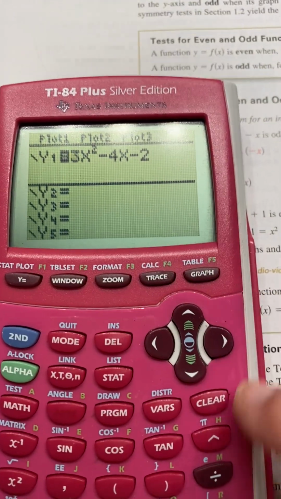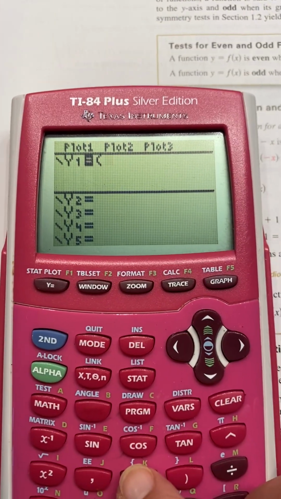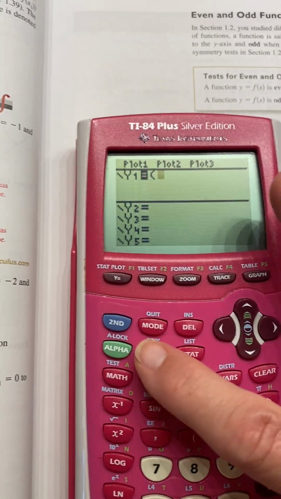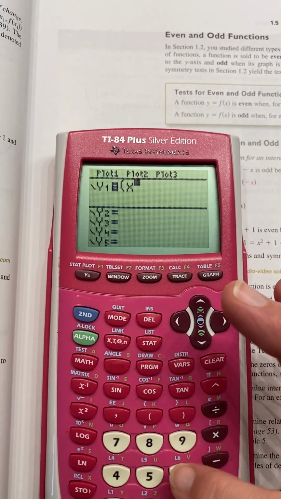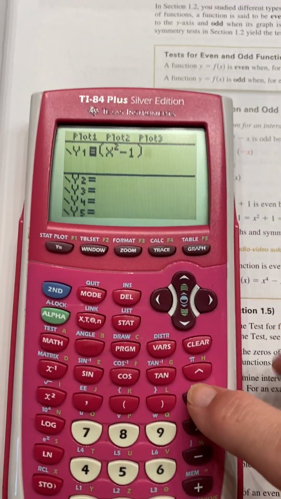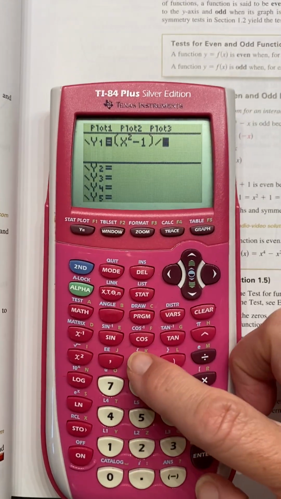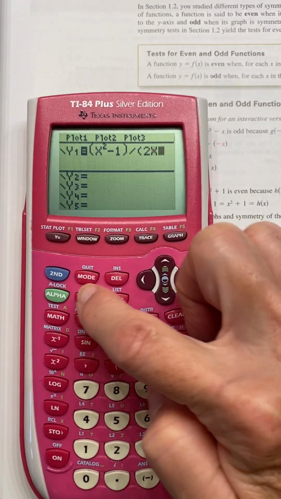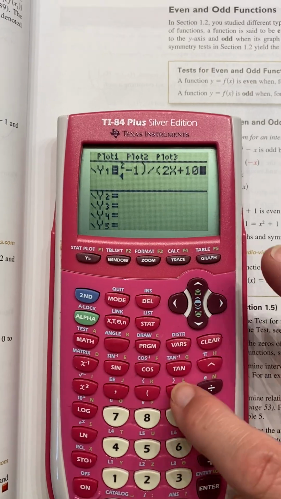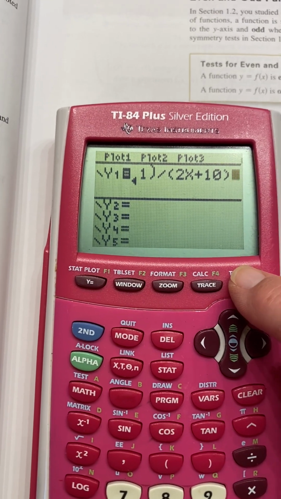I am going to grab my calculator one more time. I want to make sure that you know that we need to use parentheses. So that equation was x squared minus 1. So I'm going to do x caret squared, cursor over, minus 1, parentheses, divided by, and then it was 2x plus 10 on the bottom. So parentheses again, 2x plus 10. All right, and then we can graph this.